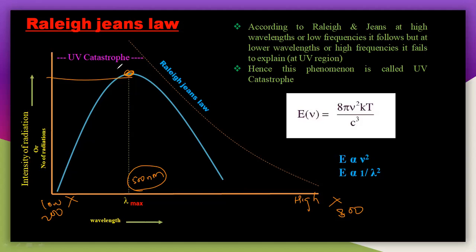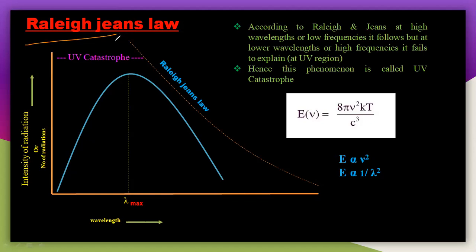So hence there are many other laws that came. Those are from quantum mechanics. We will discuss the reasons for that in quantum mechanics. But here the Rayleigh-Jeans law is very very important. At your annual exams it will also come: what is black body radiation, what is Rayleigh-Jeans law, and what is this UV catastrophe. You need to understand this UV catastrophe also.